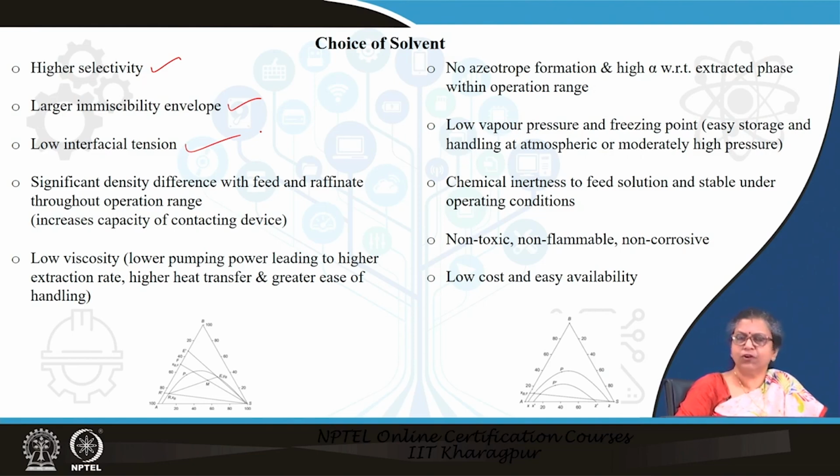Remember one thing, when we are going for extraction, what do we do? One of the phases gets dispersed in the other phase. So, therefore, if you want a proper mass transfer, definitely the phase which has a higher mass transfer resistance has to be broken down into a large number of droplets. So, the smaller the droplets, the better will be the mass transfer. Therefore, the lower the interfacial tension, the smaller the droplets we will get and the better the mass transfer. So, we would always like to opt for a low interfacial tension.